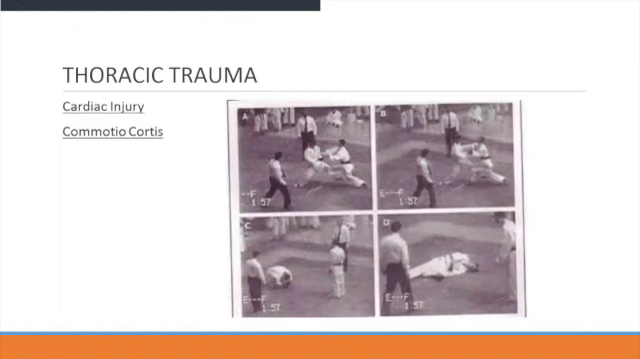Here's a picture of it. As you see here, it looks like the guy takes a punch to the center of the chest. That's all it takes.